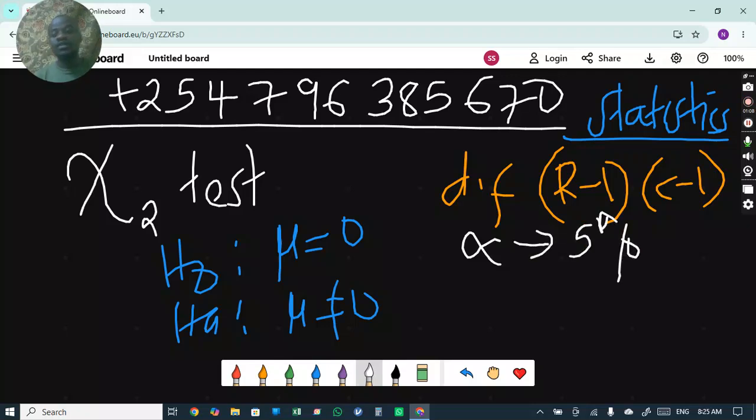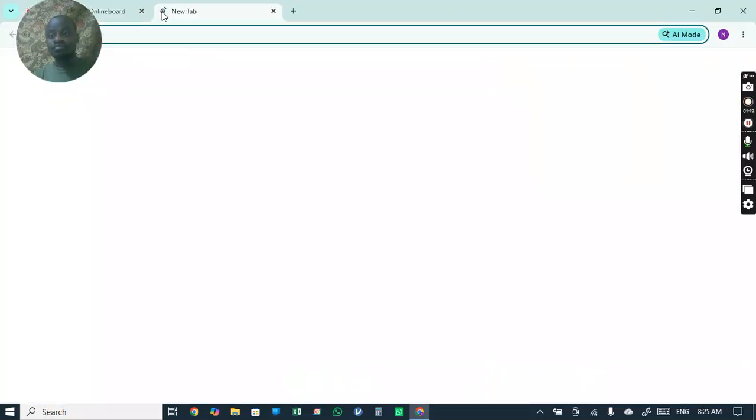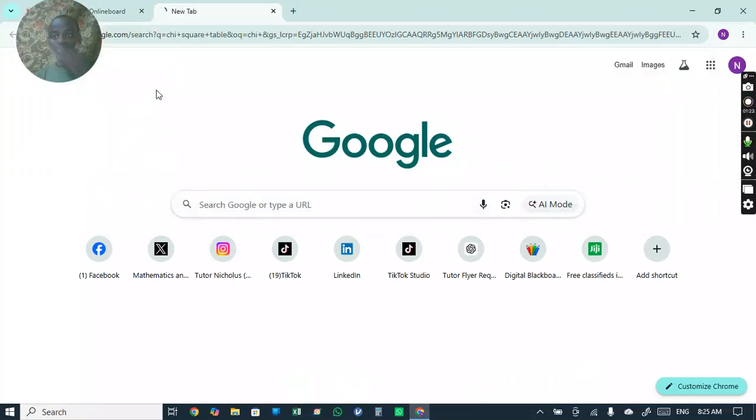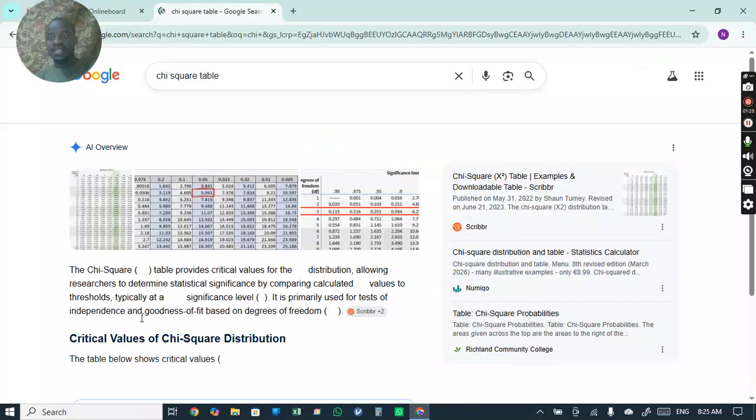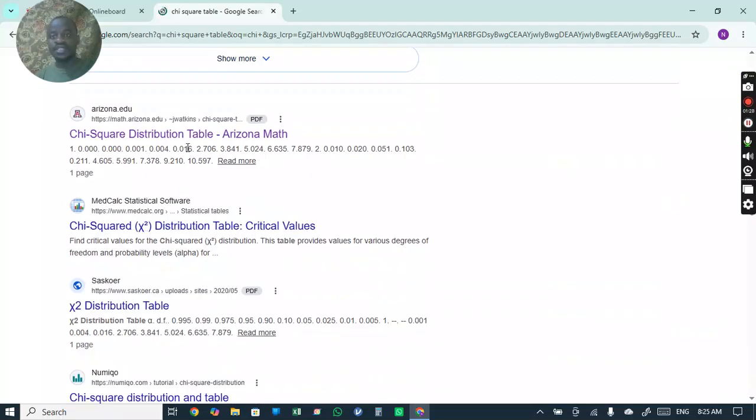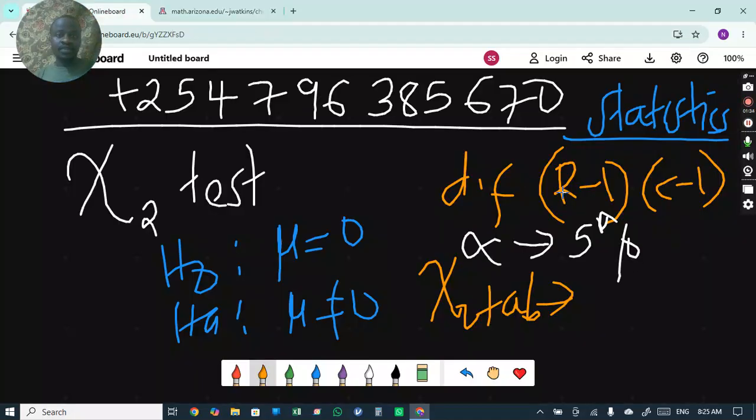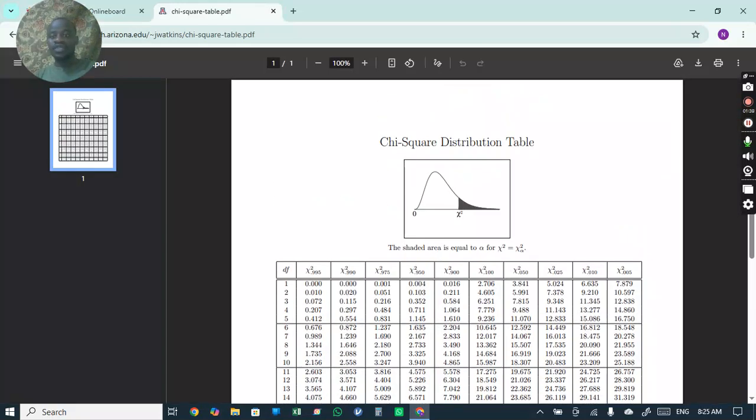So that when you are finding the tabulated chi-square, tabulated meaning that you use a table, the chi-square table. Let me generate it first so that you are able to see it. You can use this chi-square table. So the reason why you saw me finding out the degree of freedom here, row minus 1, column minus 1, is that you'll be using this chi-square table.